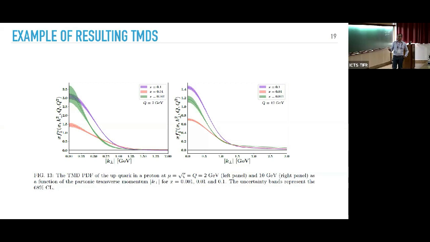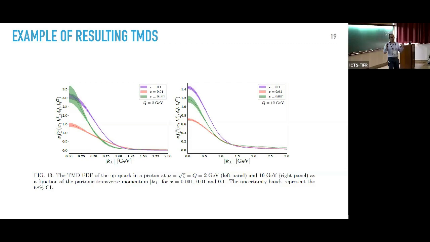You see that the normalization is almost the same, but the distribution here seems to be wider. So in this sense, we are starting to answer one of the questions I posed at the beginning. We have some information about how the width of TMD changes with x.